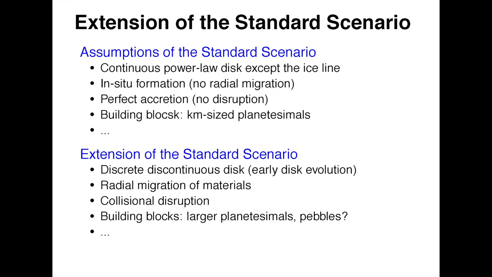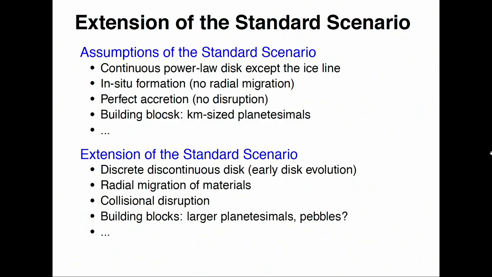So here I summarize the very important assumptions of the standard scenario. Here we assume the continuous power law disk, except the ice line or snow line. We assume in situ formation of planets. We assume perfect accretion, so no disruption by collisions. And we assume building blocks of kilometer-size planetesimals. But these are very highly idealized, right?